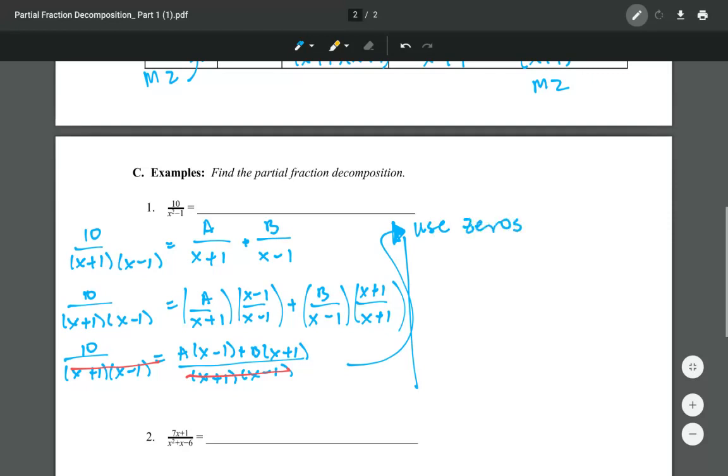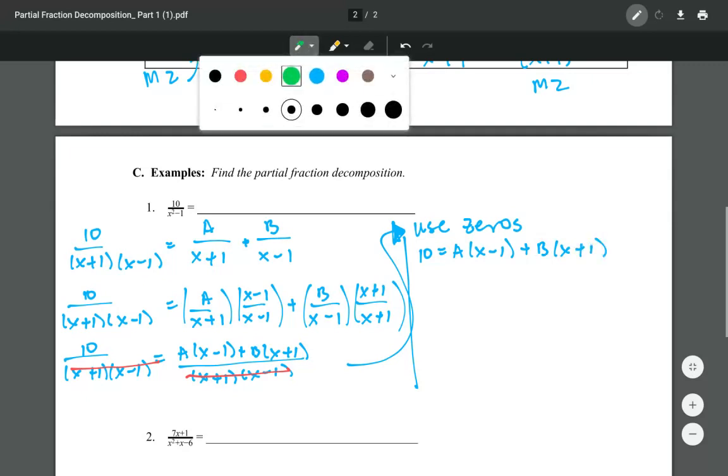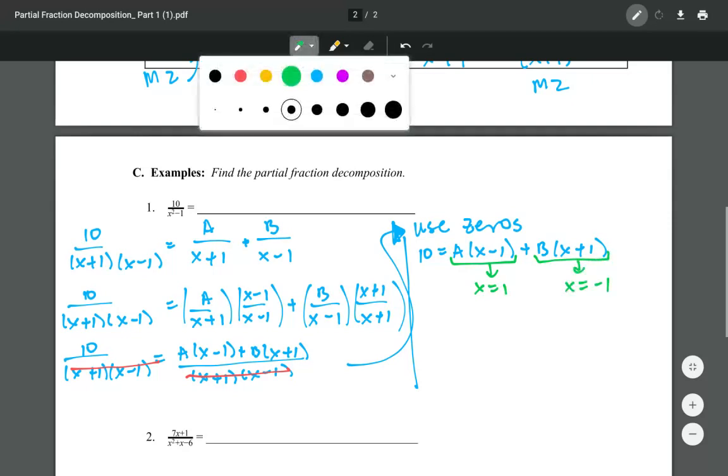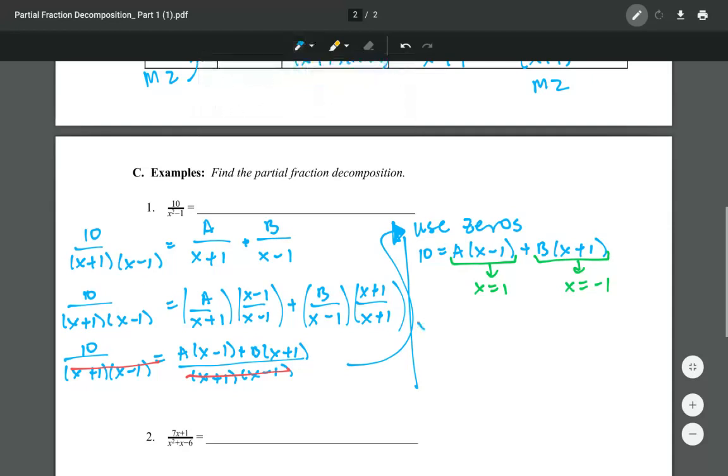I'm going to go ahead and just equate my numerators. 10 is equal to a(x - 1) + b(x + 1). So using what we know about zeros, I can get a 0 out of this first term by letting x be 1. I can get a 0 out of the second term by letting x equal -1. Let's go ahead and tackle x equal 1 first. We just do one at a time.